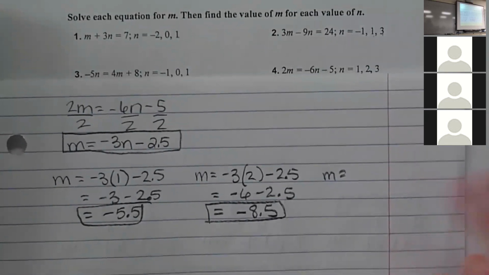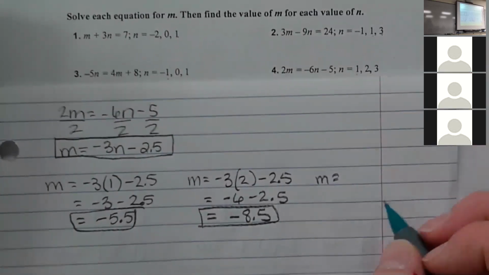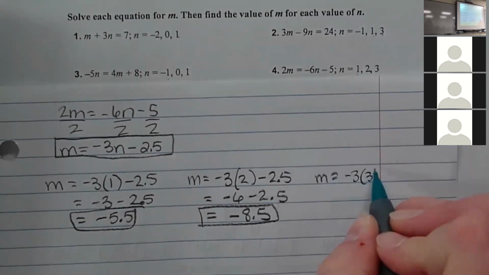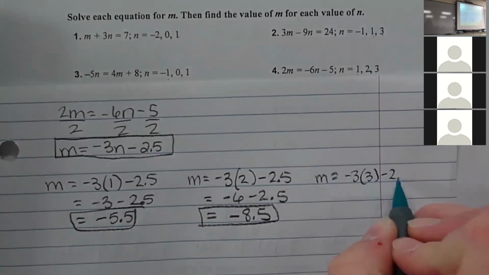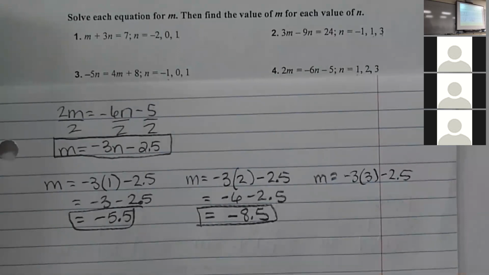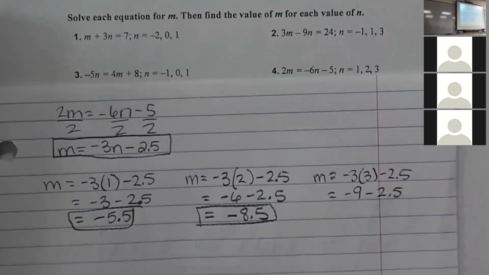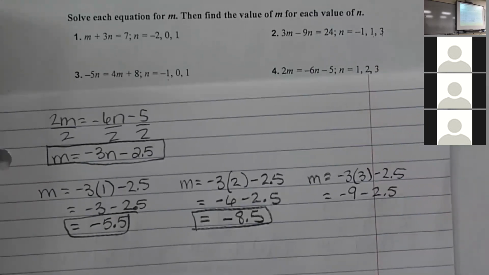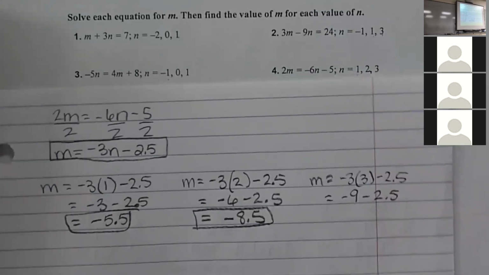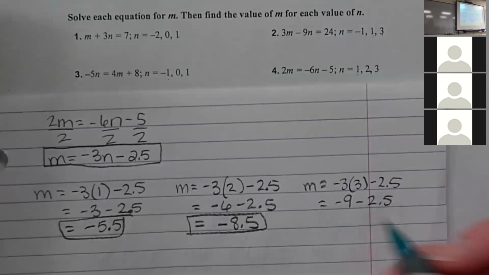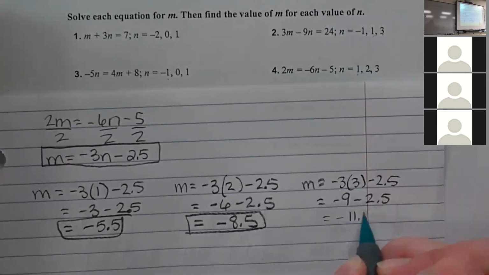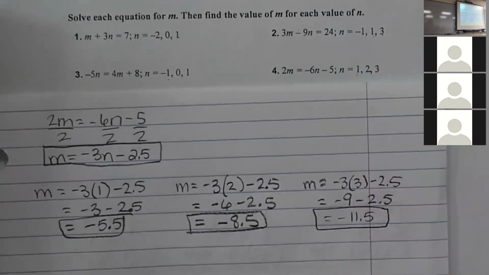M equals, last one that we're gonna put in is a 3. Negative 3 times 3 minus 2.5. Negative 3 times 3 is negative 9 minus another 2.5. And you can definitely use your calculator if you don't want to do these in your head. Add 9 and 2.5, 9, 10, 11, so 11.5. And make sure you put a negative sign in there. Yeah, 4 questions on the same page. Yep. About 4 questions a page.